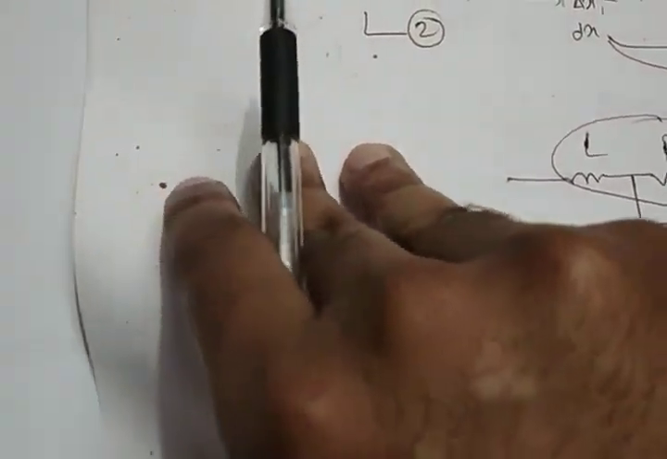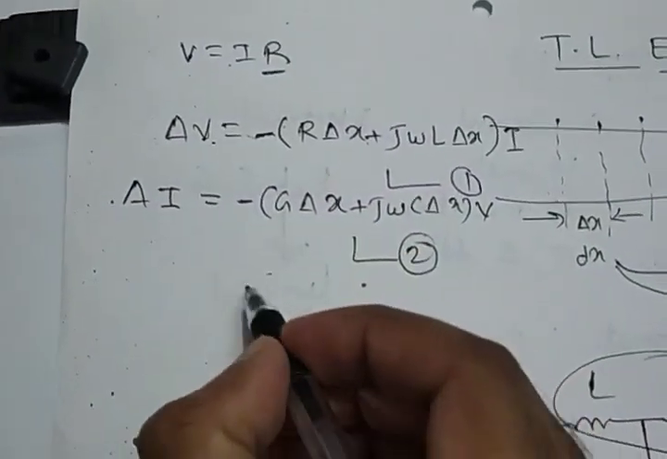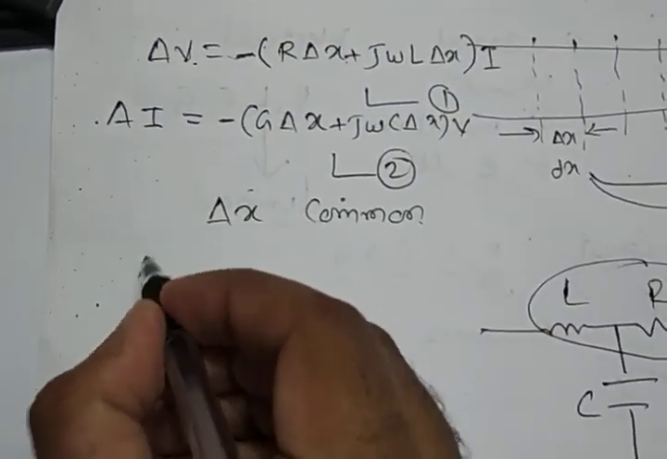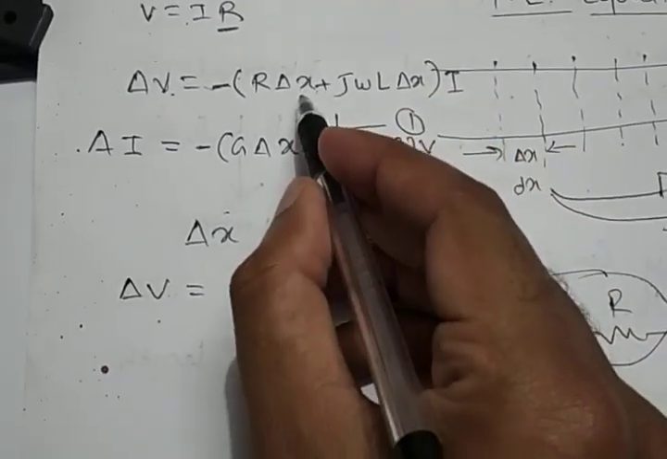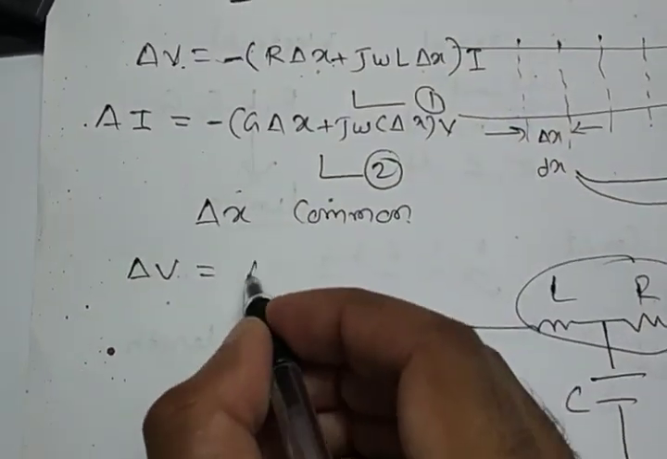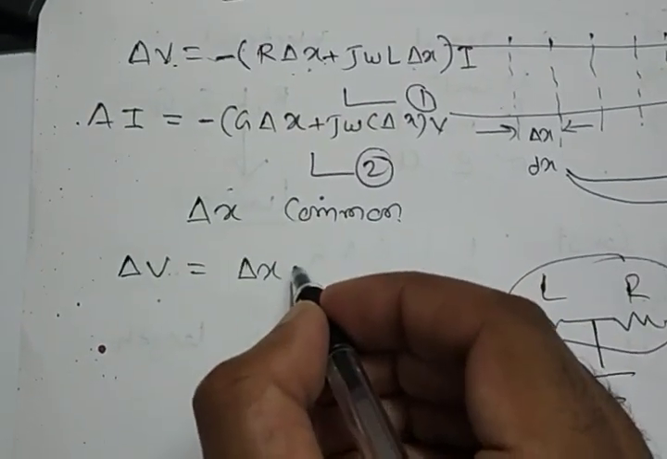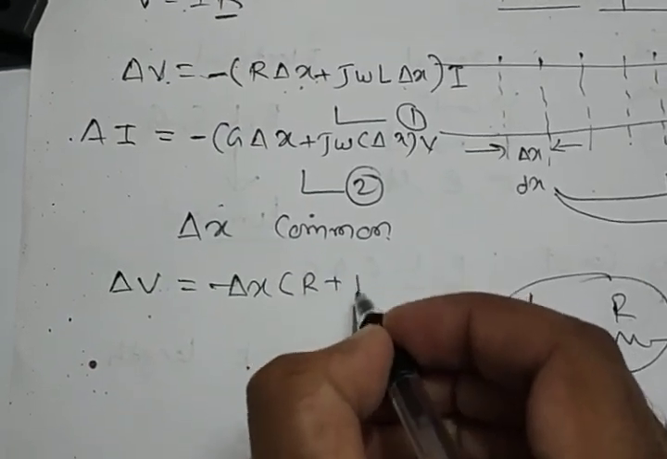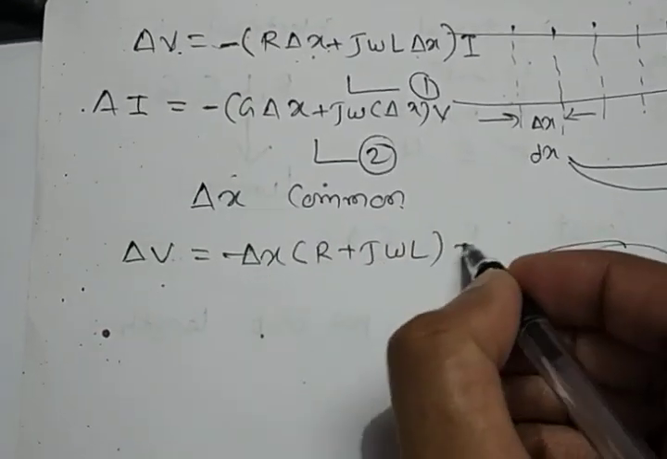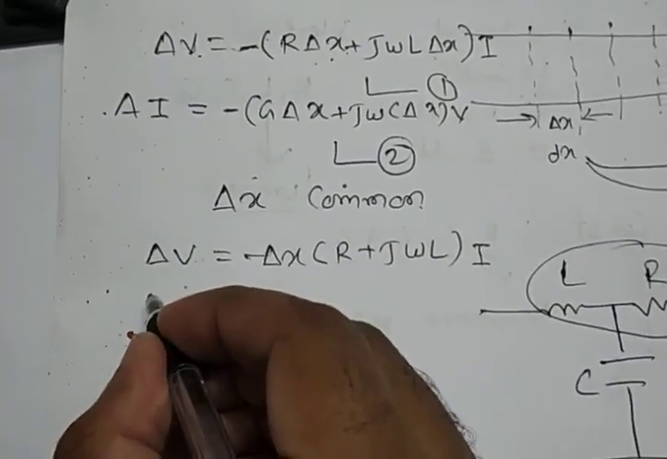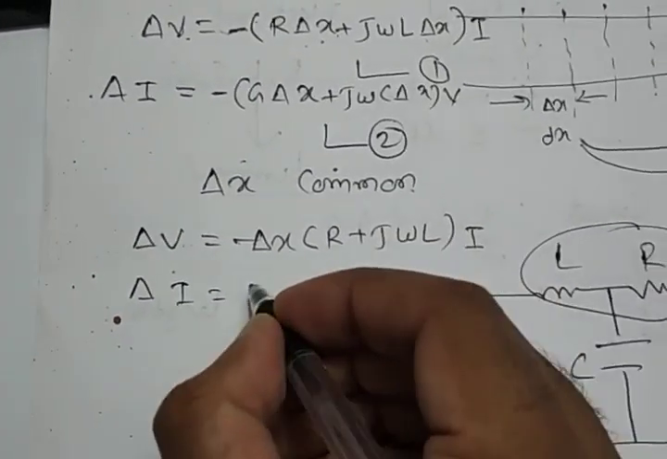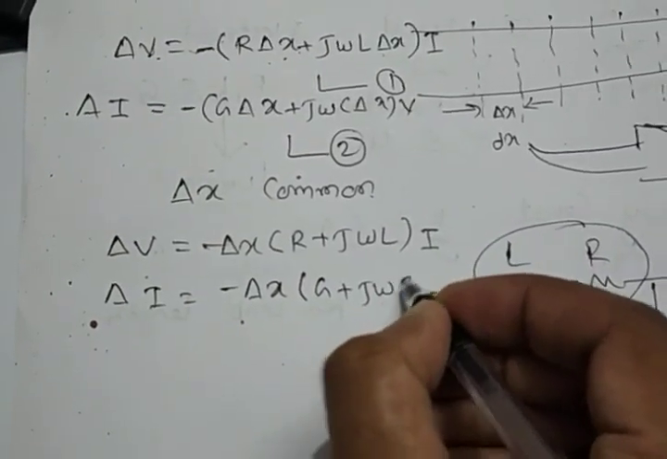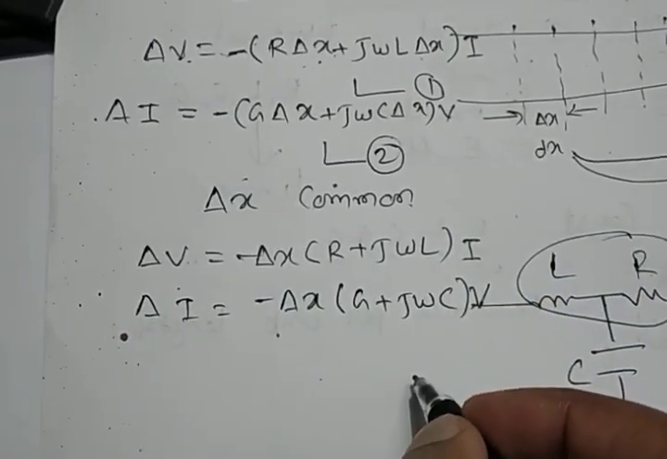So we have these two expressions. Say taking delta X common, so what we will get, delta V is equal to delta X, then R plus j omega L into I, and similarly delta I will be minus delta x into g plus j omega C into V.